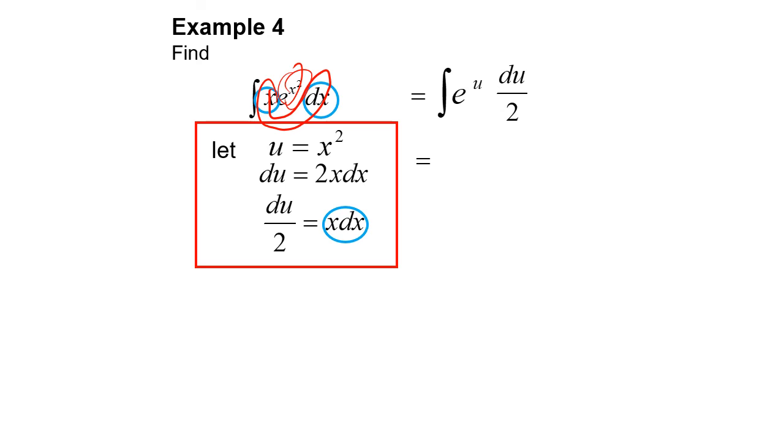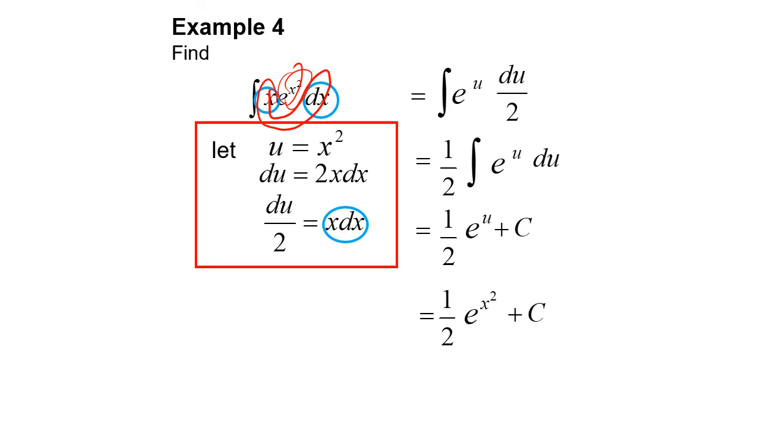So this 1 over 2 will be the coefficient. Integrate e to the power of u with respect to u. Directly we get e to the power of u again. So that's why 1 over 2 e to the power of u, where u is equal to x squared, so e to the power of x squared plus c. Because we integrated e to the power of u, we get e to the power of u. Then we replace back u with x squared. So that's for example 4.